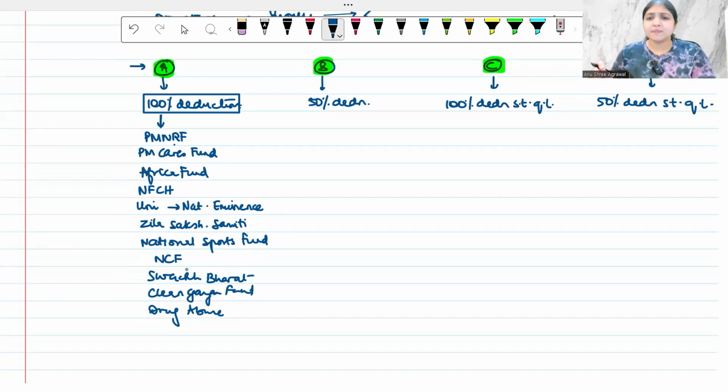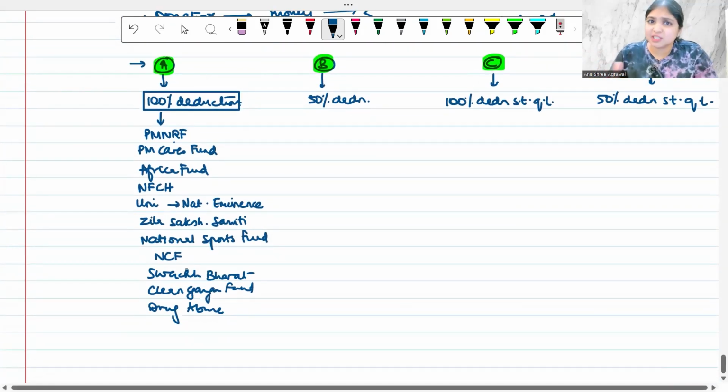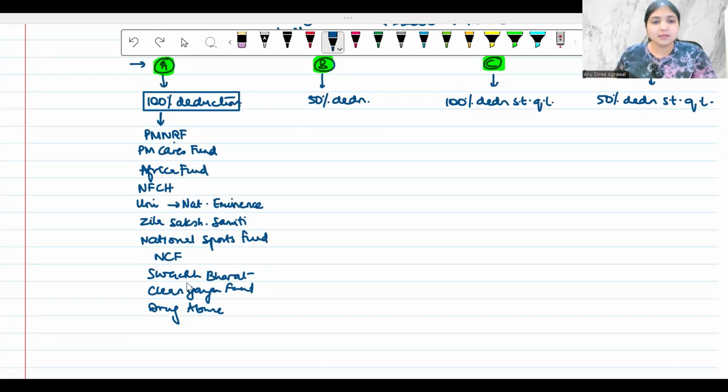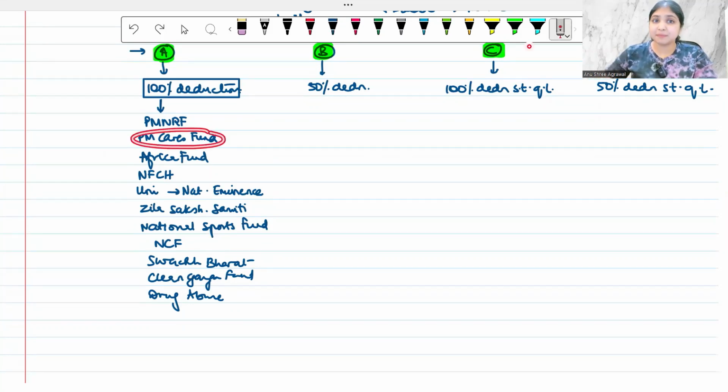So what's the hint? Of course, you don't have to sit and memorize this list. You just have to familiarize yourself with the list. You have all these Prime Minister funds and national funds over here. I'll repeat once again, one by one. First of all, you have the Prime Minister National Relief Fund. Then you have the Prime Minister Cares Fund, PM Cares Fund.